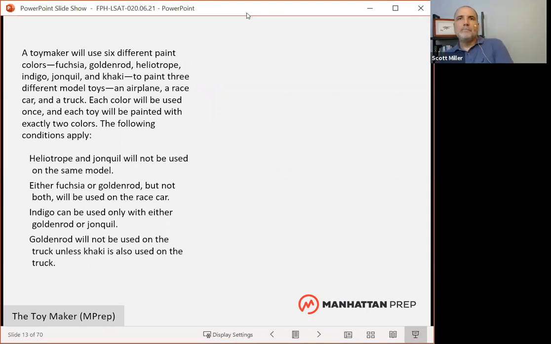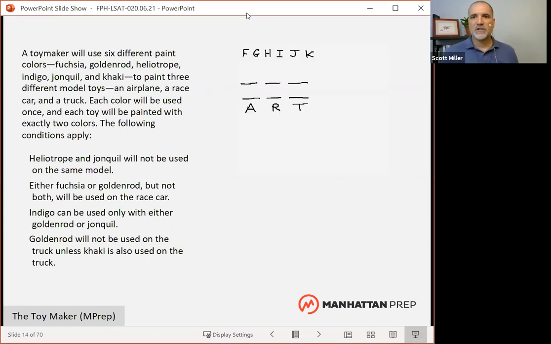So this is a grouping game. There are two types of games that you run into on the LSAT, basically, ordering and grouping, and this is a grouping game. Our scenario tells us that we're painting three different toys, airplane, race car, and truck, and we're painting them these different colors. Each color will be used once. Each toy will be painted with exactly two colors. So this is what we call a basic grouping game.